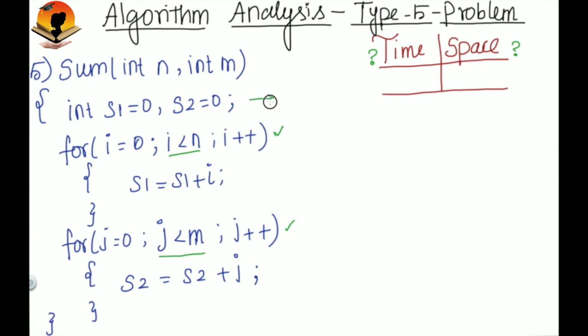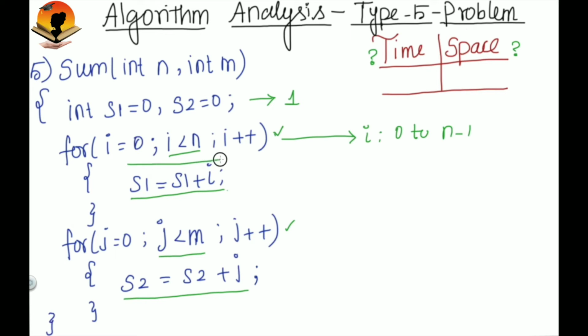Now, this declaration statement will be executed only once, so it will take 1 unit of time. And then these two statements are present inside the loop, so we have to find out how many times these statements will be executed, or you can say we have to find out the number of iterations. In this first loop, i ranges from 0 to n minus 1, because here we are having less than condition only, not less than or equal to condition. So this statement will be executed n times and the time unit for this statement is n.